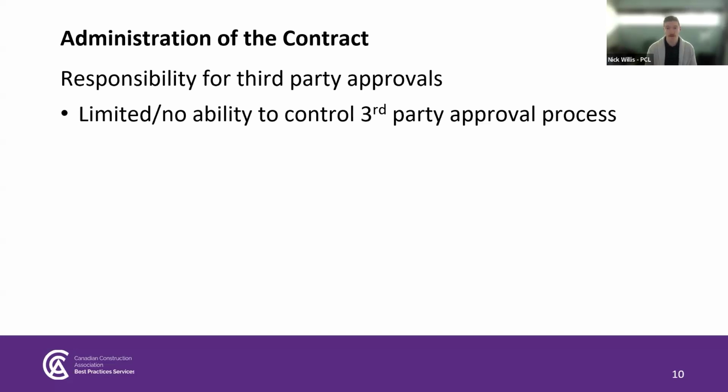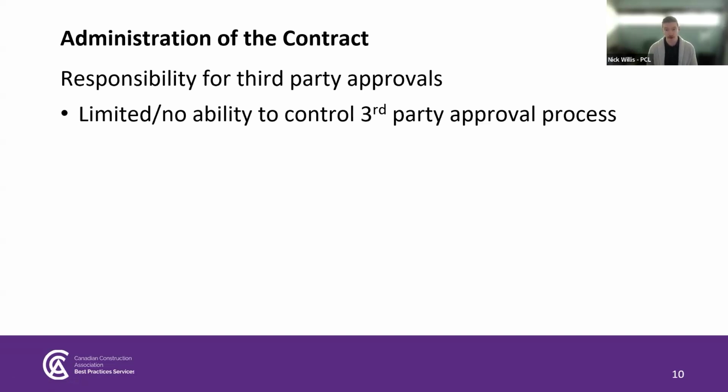Contractors should also be cautious of accepting responsibility for third-party stakeholder approvals. So, for example, if a contract requires the contractor to obtain a development approval from a local authority, this means that the contractor is essentially at the mercy of that local authority, even if the failure to obtain the approval could cause significant delays to the project.